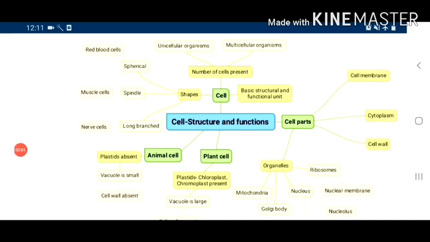So, this was all about this chapter, that is cell, structure and functions. Thank you.